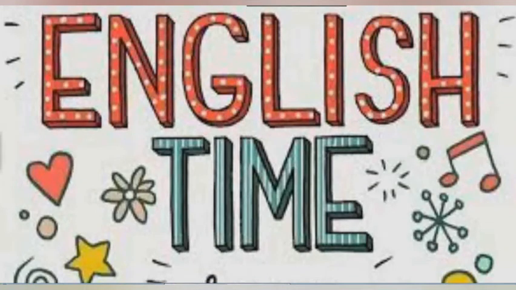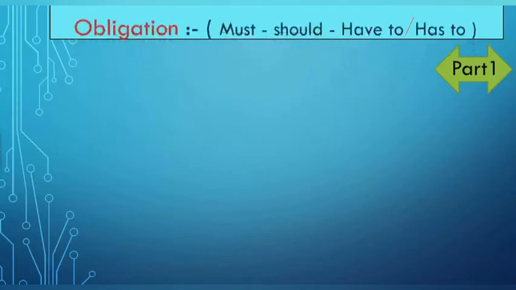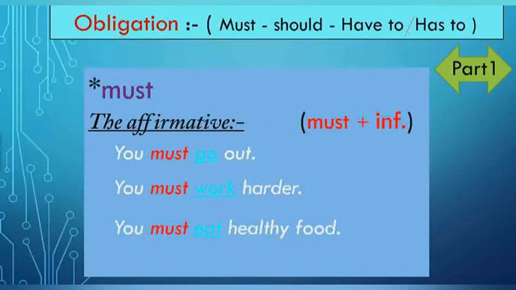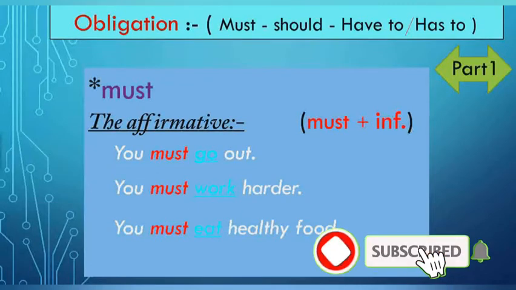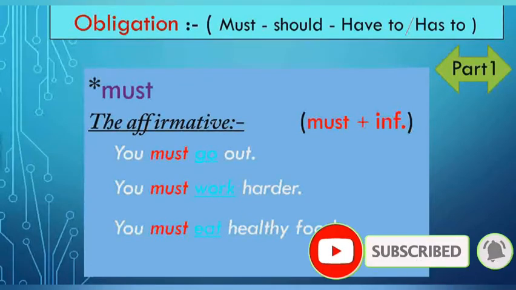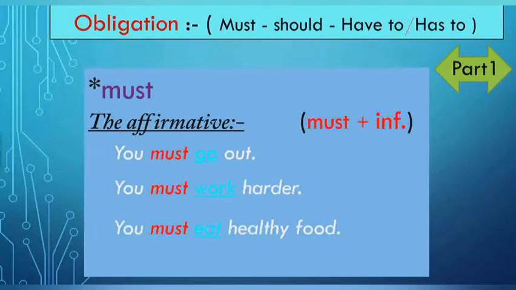Today's lesson is very important. It's one of the most common English lessons. Today, we will learn how to use obligation and advice and things like that. As you see here, we have these verbs: must, should, have to, and has to. These verbs are called modal verbs.